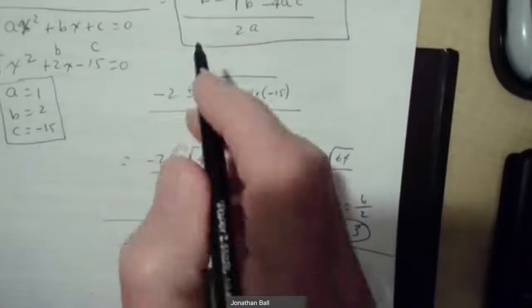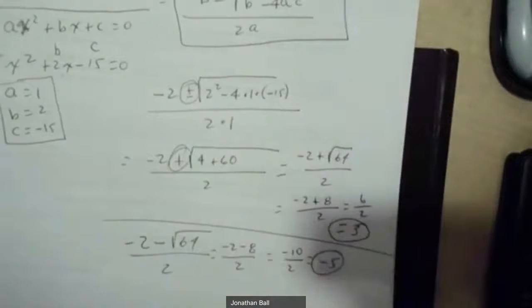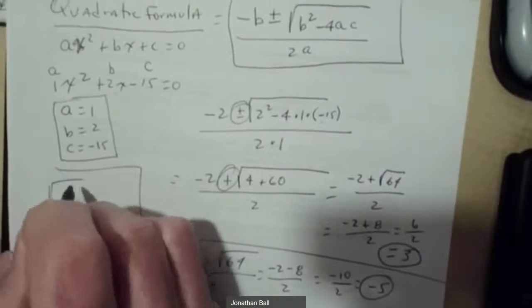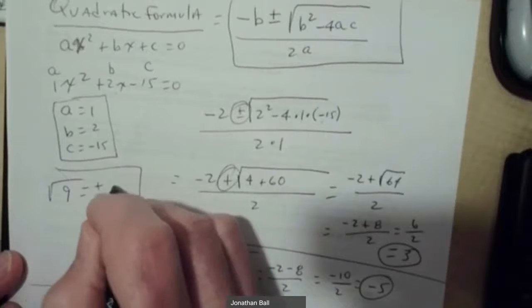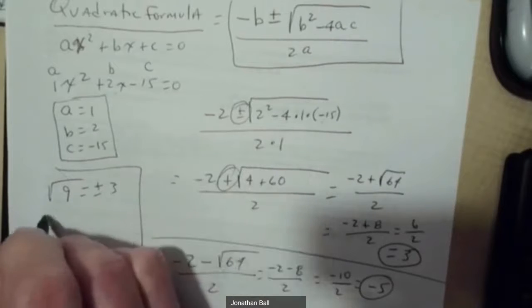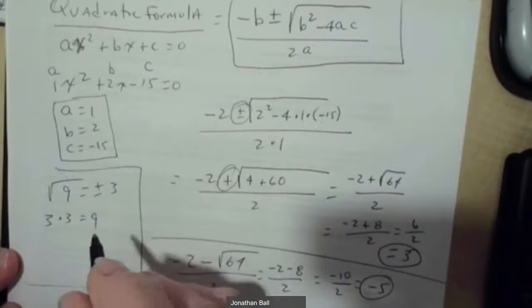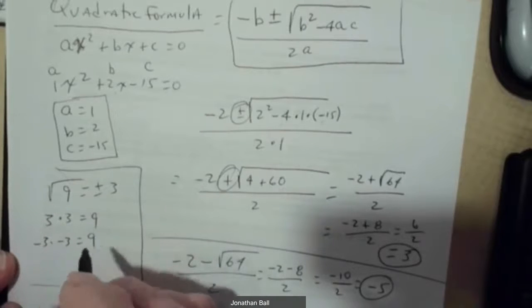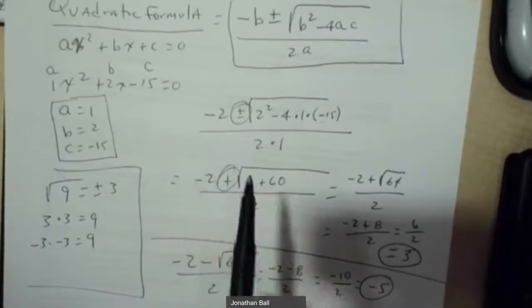Oh, you're probably thinking, what the heck is going on here with this plus or minus stuff? What is the square root of 9? It's plus or minus 3, because 3 times 3 is 9, right? And negative 3 times negative 3 is also 9. Okay, that's why we have to have plus or minus here.